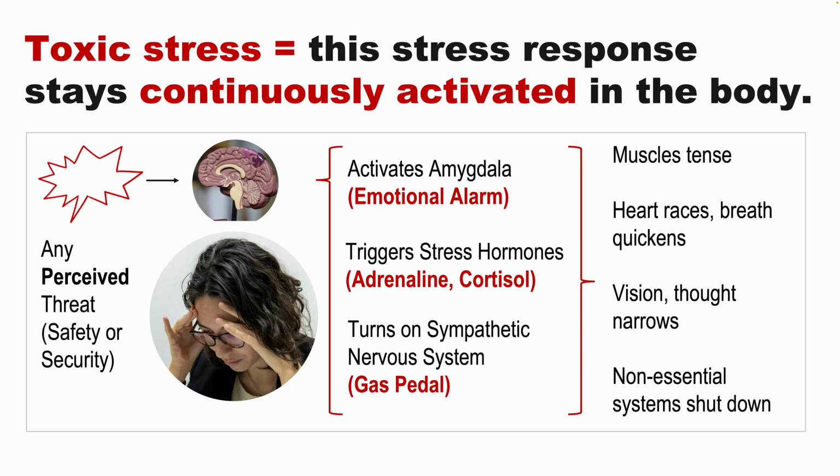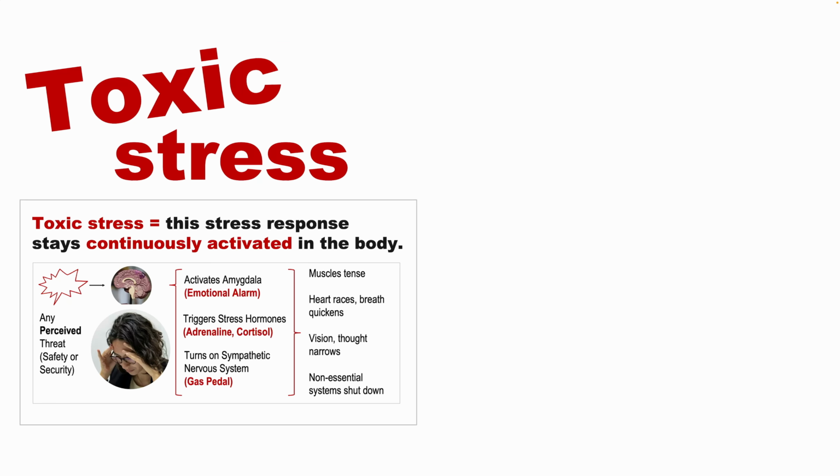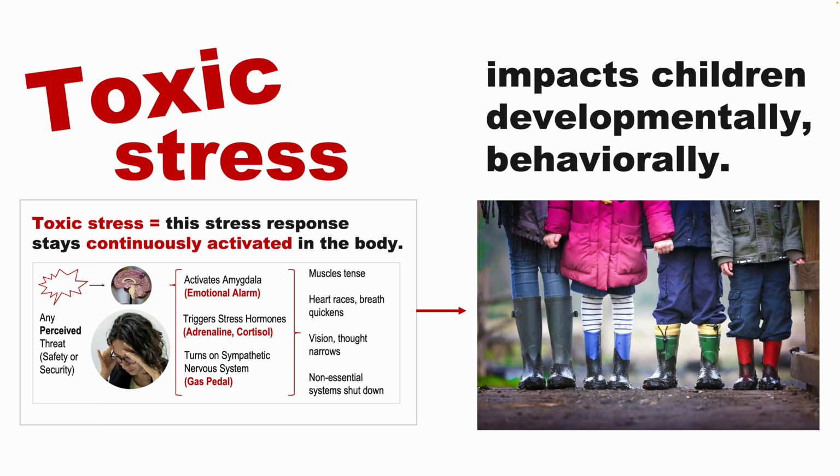Sometimes that is necessary, but toxic stress occurs when a person experiences severe, prolonged adversity without adequate support, and it's when the stress response stays continuously activated in the body. And most relevant to today's training, toxic stress impacts children developmentally and behaviorally.